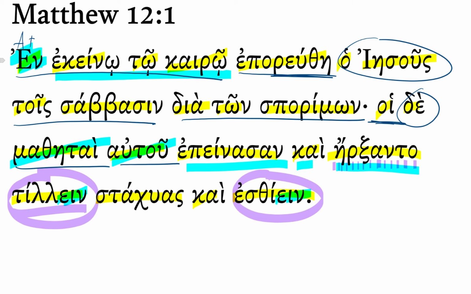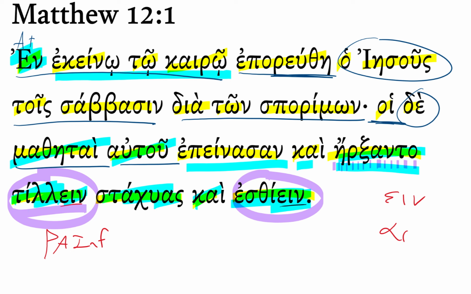Both of them end in -ein. Most infinitives end in -ein or -ai. And both of these are present active infinitives. Present active infinitives. So Jesus, let's go back and finish our translation. Going through the grain fields with his disciples, and they began to pluck heads of grain, and to eat, right? His disciples began to pluck heads of grain and to eat.